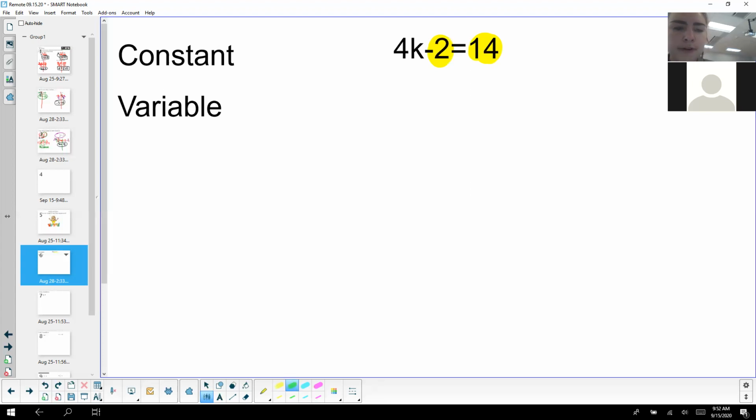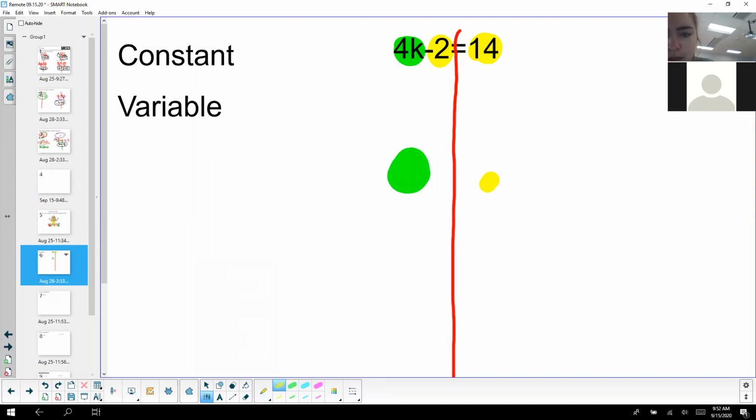And when I'm talking about a variable term, I'm talking about the term that has the variable in it, or the letter. It's important to understand that, because when we're solving a two-step equation, our goal is to get all greens on one side and all yellows on the other side. Let me get my highlighter back out. So we've got greens on one side, yellows on the other, and then we can solve for that missing variable. I'll show you what I mean here in a second.